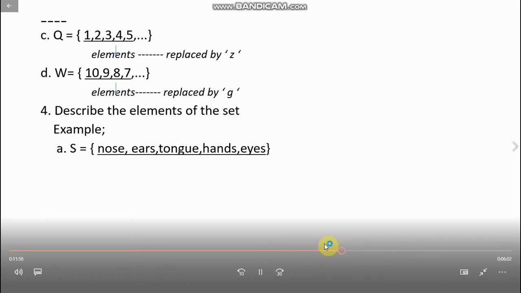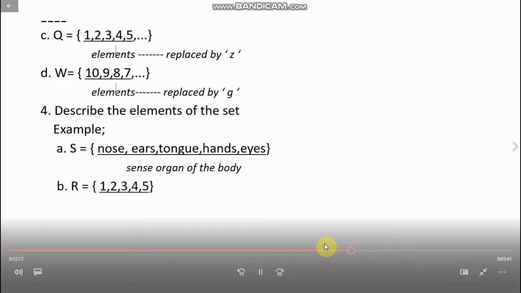Set S whose elements are nose, ears, tongue, hands, and eyes. What are these? Aren't they parts of the body? Specific parts of the body. So these are sense organs of the human body. That is the description.